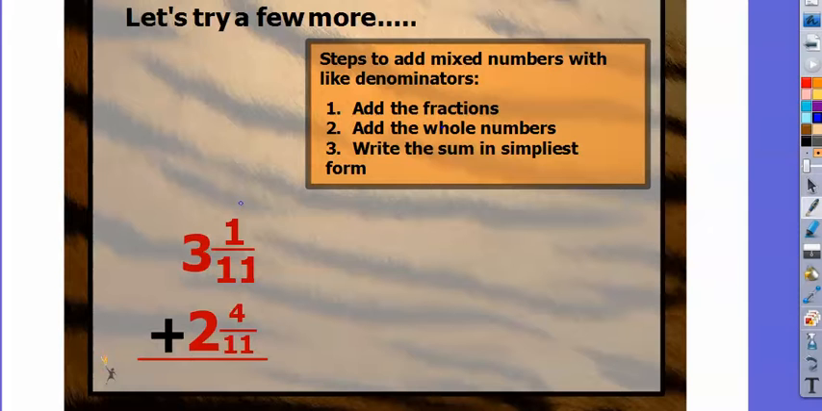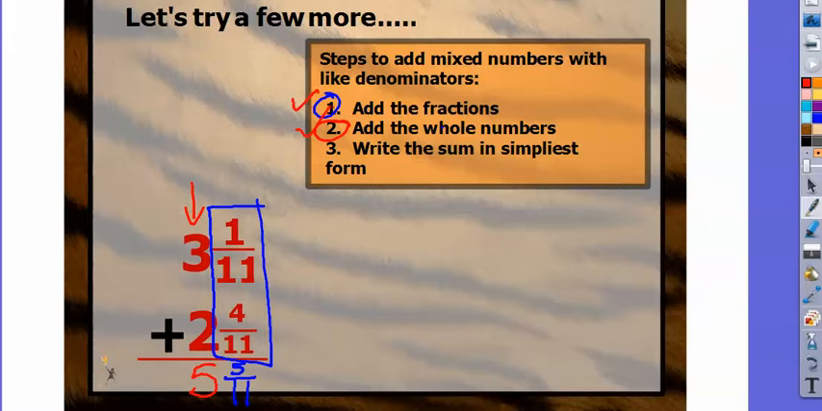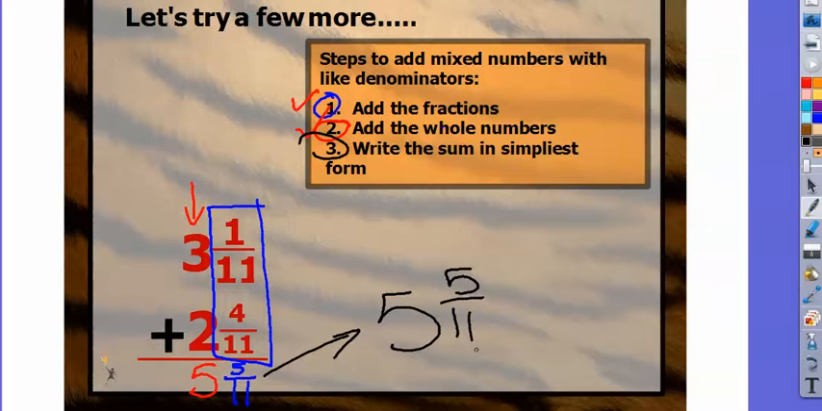So I'm going to start with adding the fractions. Since the bottoms are 11 and 11, I can keep that at 11, and then 4 plus 1 is 5. Okay, that's step 1. Now step 2, add the whole numbers. 3 plus 2 is 5. Check, check. That's done. Now I've got to put this in simplest form. In this case, 5/11ths. Since 11 is a prime number, that is already in simplest form.